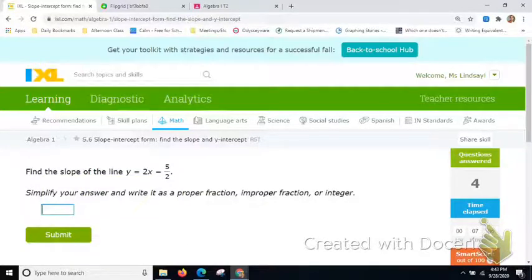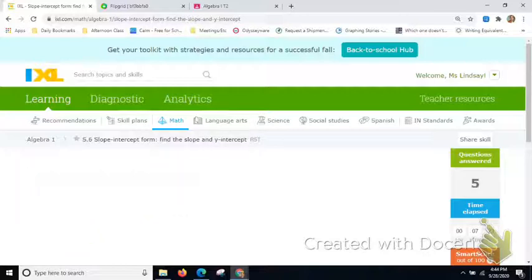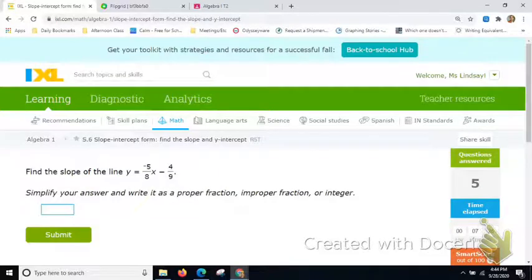So this time it says find the slope. So don't be lulled to sleep. It might ask you Y-intercept 10 times and then suddenly change to slope. So remember the slope, that's the m, that's the coefficient of the x. So that's a 2. Slope, -5/8. Slope, so the one in front of the x, -7/2. Slope, 1/7.